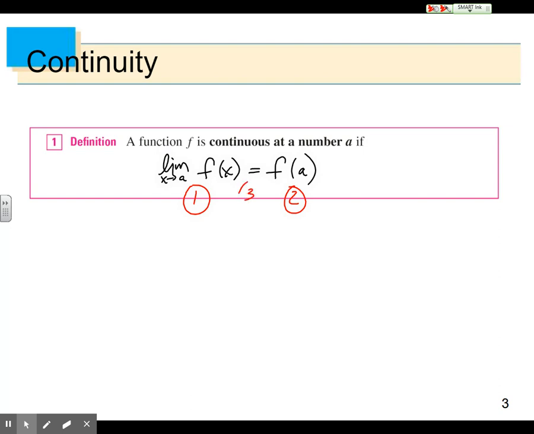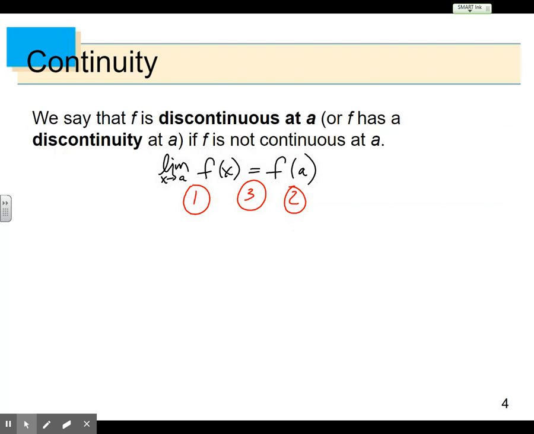And the third thing that has to happen in order for a function to be continuous at a number a is that the limit and the function value have to equal each other. Okay? So if those three things happen, we say that it is continuous at a number a. If it's not continuous, we simply say it's discontinuous. Okay? And we'll see some examples of things that are discontinuous.